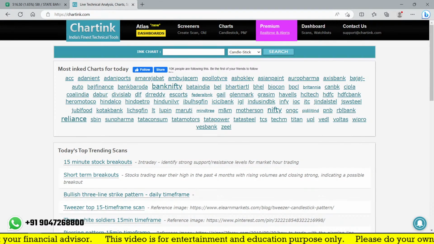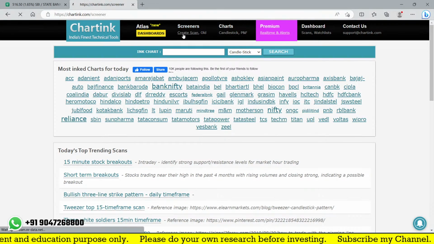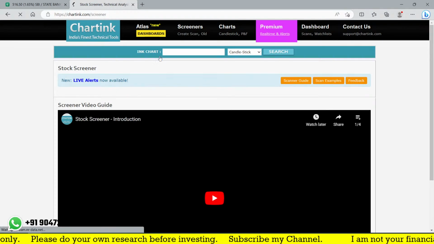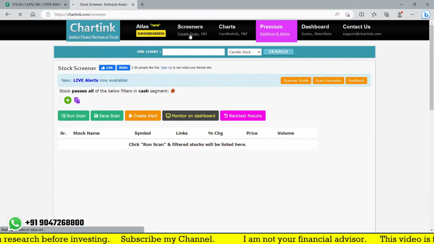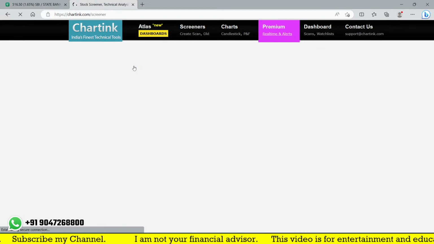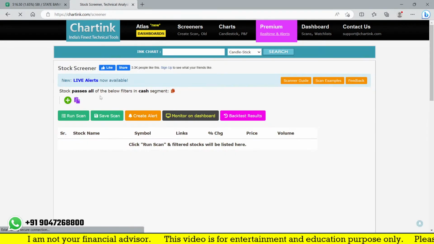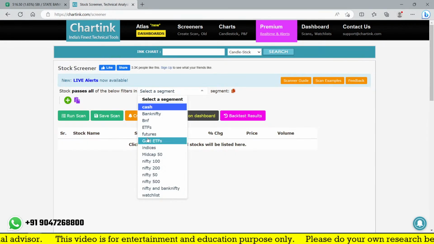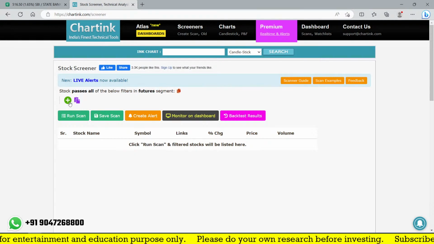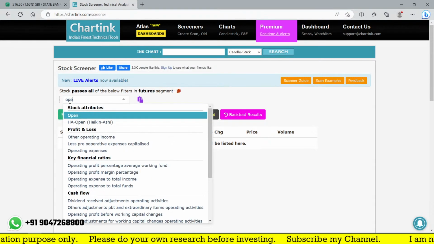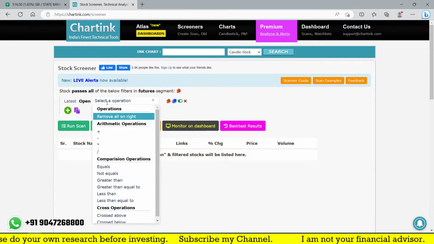Yes, that's right. Now what I'm going to focus on here is simply creating a scan that will find the stocks which are forming an open low today. So I'm going to create a scan. It will simply filter out those stocks. I'll go for futures and options. What are our simple conditions?